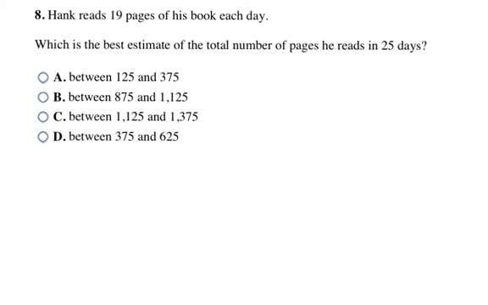Hank reads 19 pages of his book each day. So what is the best estimate of total number of pages he reads in 25 days? So this 19 is pretty close to 20. So if he's reading approximately 20 each day for 25 days, I can go ahead and take 20 times 25. And having a 0 in the problem makes the problem go a lot faster. So 0 times 5 is 0, 10 times 5 is 10, and then I multiply everything by the 2, so it's going to be 0 and then 4, and then I add those, and that's going to be about an estimate of 500.